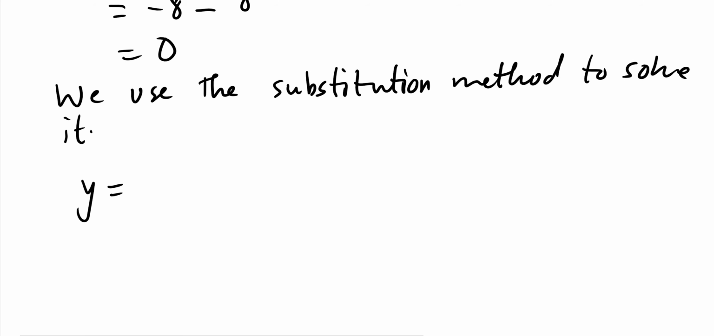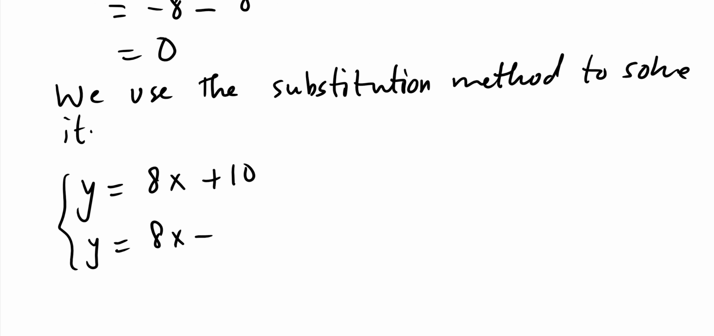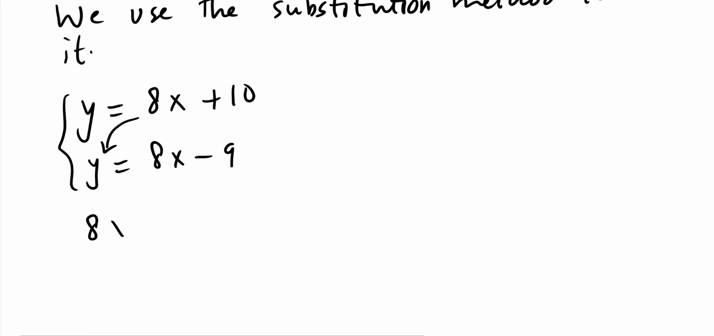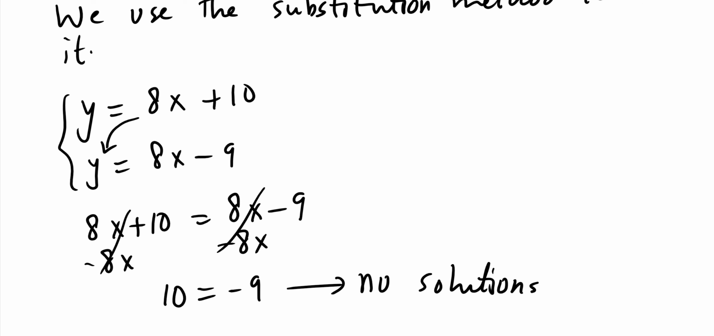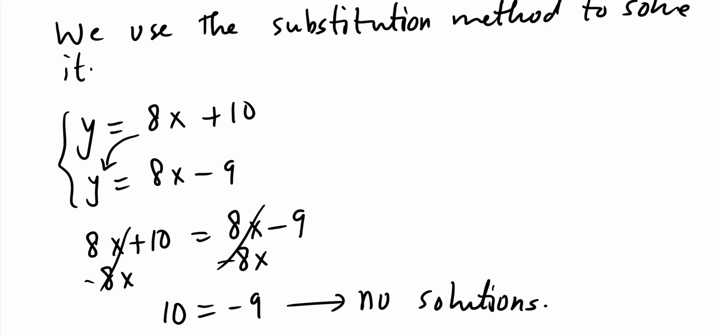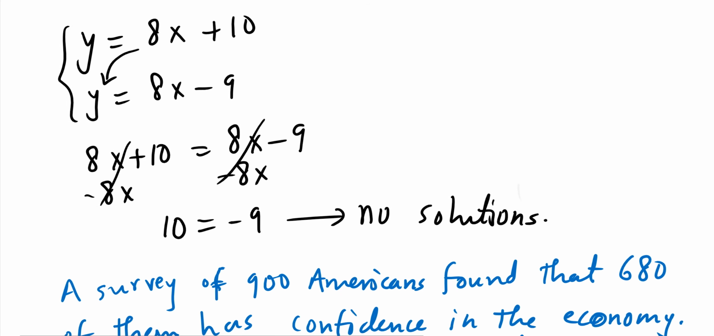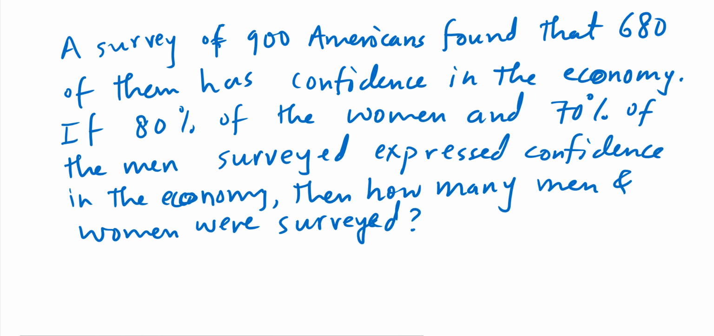So they give us y equals 8x plus 10 and y equals 8x minus 9. We can substitute this y in here. So that gives us 8x plus 10 equals 8x minus 9. If we subtract 8x from both sides, what do we get? We get 10 equals negative 9. Same as before, no solution.